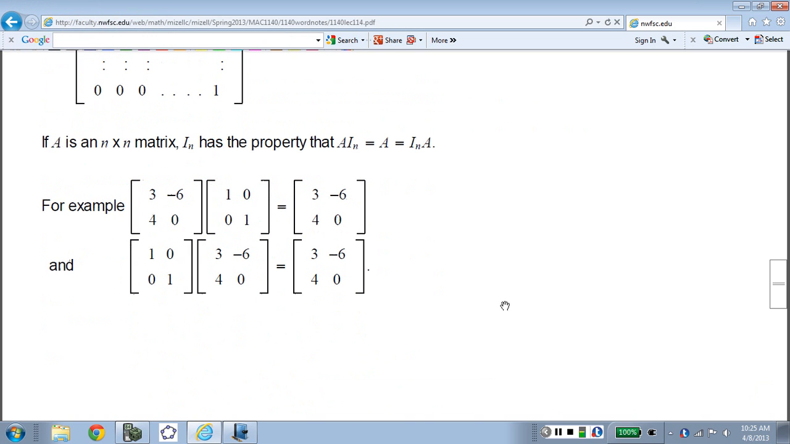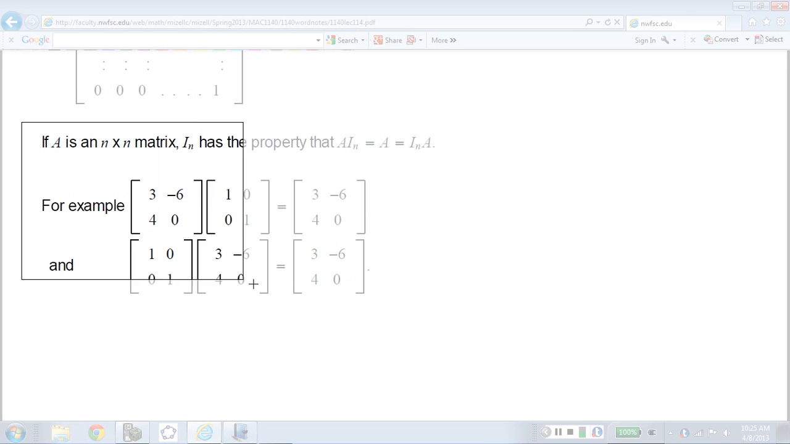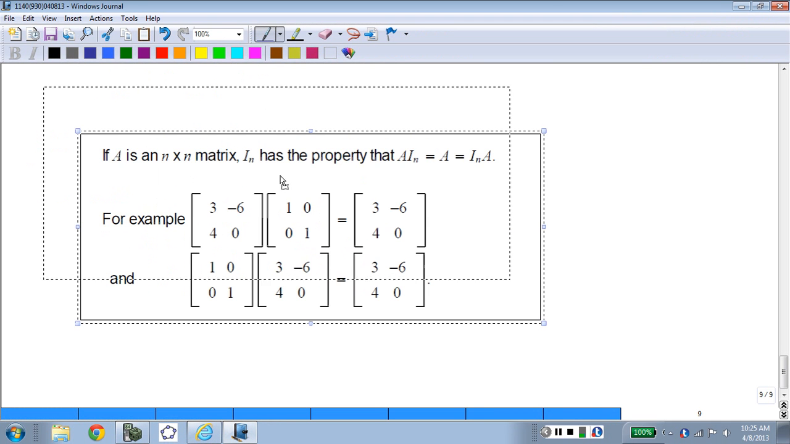Fun fact about the identity matrix. It commutes with other square matrices of the same size. If I take a matrix 3, negative 6, 4, 0 and multiply by the identity matrix, it's like multiplying by 1. So that gives me 3, negative 6, 4, 0. Let me make sure that's believable. Kind of interesting, I think, to see just how that works.